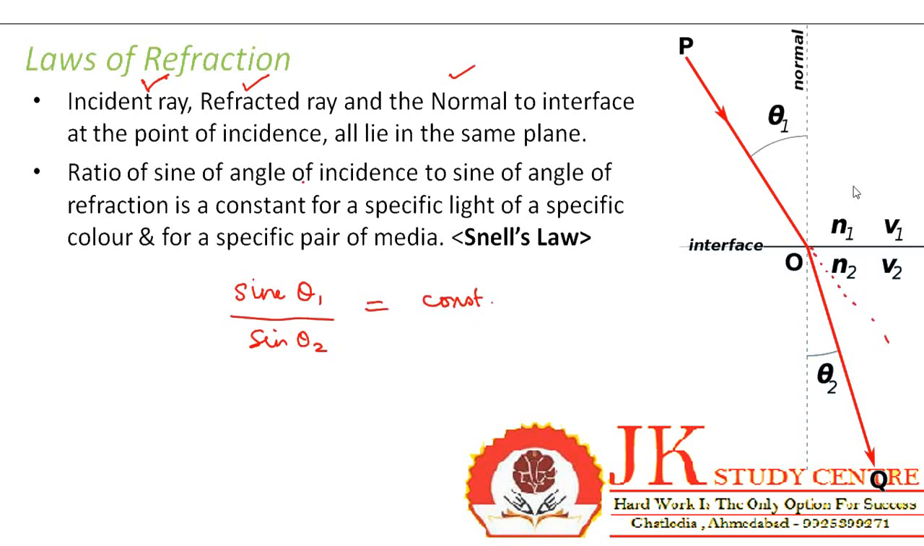For example, if this is air and this is water, the value of sine theta 1 by sine theta 2 will remain the same only for this pair. Now if you keep glass instead of water, the value of this ratio will change. So that means this is constant only for a specific light of a specific color. That means for a light of a specific wavelength, because if the color of the light changes, the wavelength also changes. So this is true only for a specific pair of media and for a specific wavelength of light. So this law is often known as Snell's law.